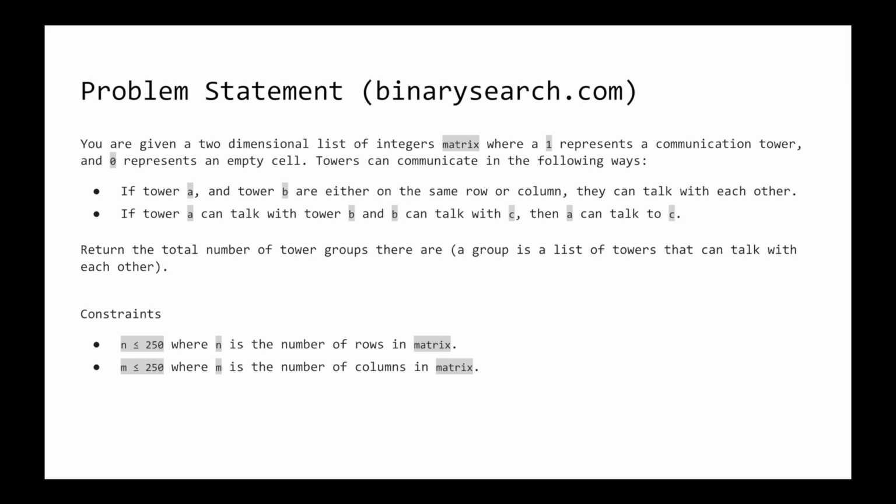So we have some groups of communication towers that are connected with each other. We are asked to return the number of groups of communication towers that can communicate with each other. That's the problem. And then we have some constraints there. Before we move on to the solution, let's check some examples.